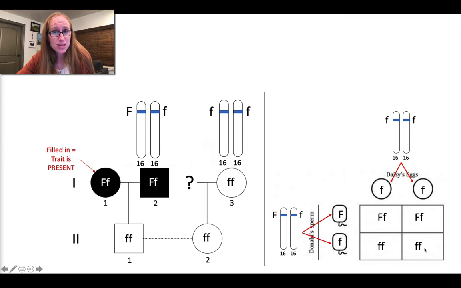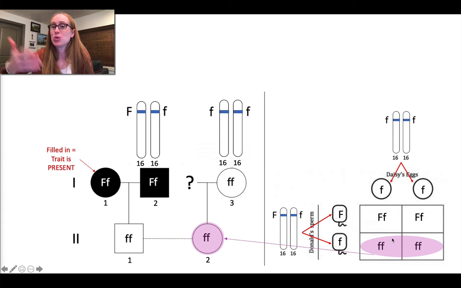So is it possible that Jill is an offspring of Daisy and Donald? Well, certainly it is possible. 50% chance that we could produce an offspring like that. Doesn't mean that he's the dad, but it does mean that it's a possibility. So we need to move on to another gene.